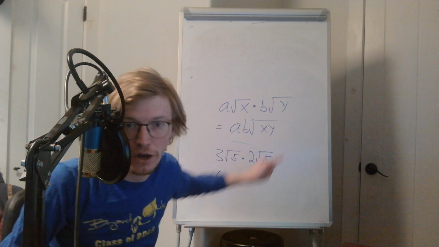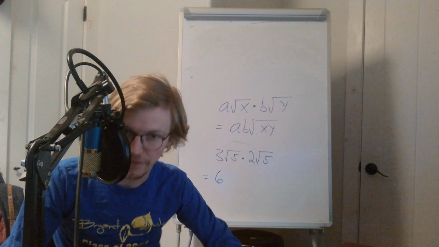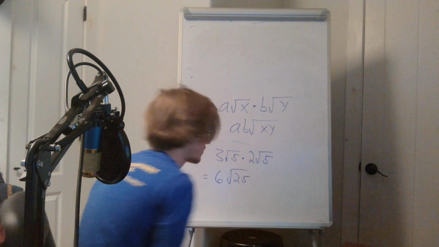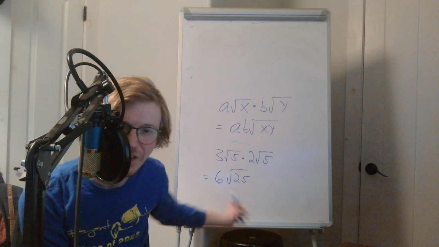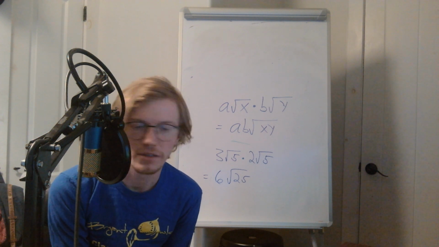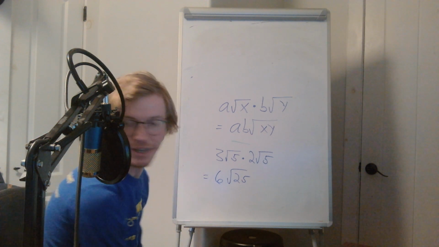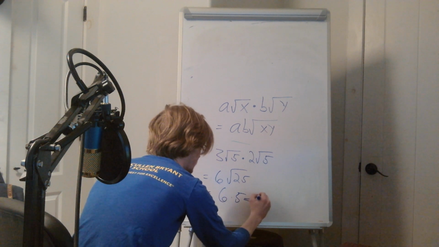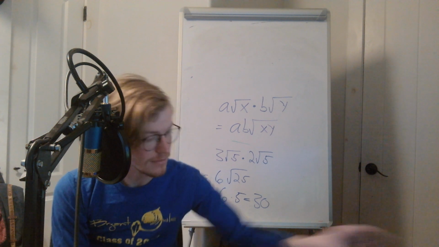So let's say you follow the long way and you say, okay, the square root of 5 times the square root of 5. 5 times 5 is 25. So 6 times the square root of 25. And then all of a sudden, you say, oh, 25 is a perfect square. That's the product of 5 times 5. So the square root of 25 is 5. So ultimately you get 6 times 5, which is 30.